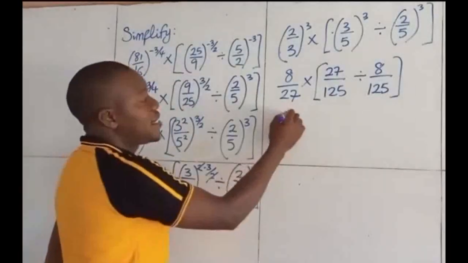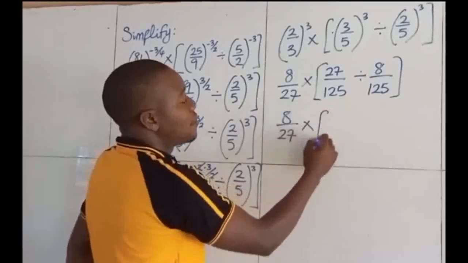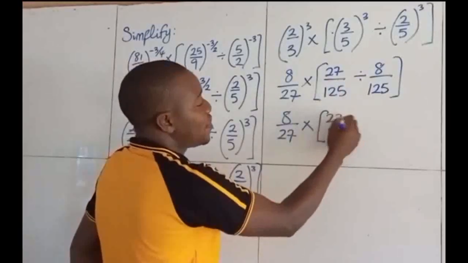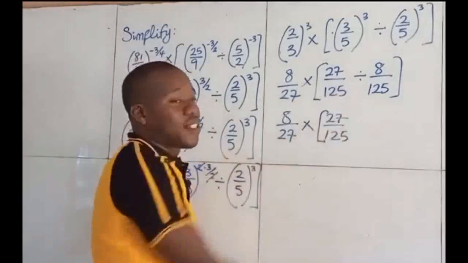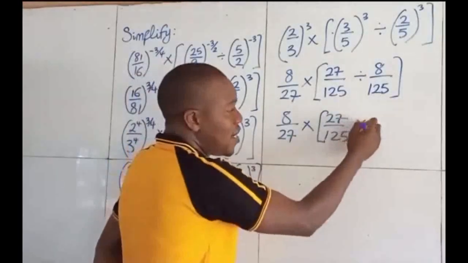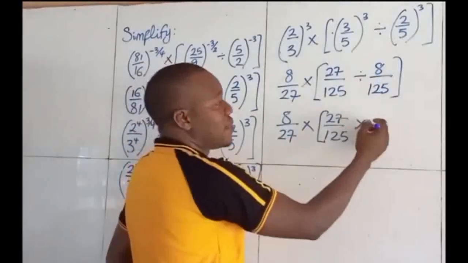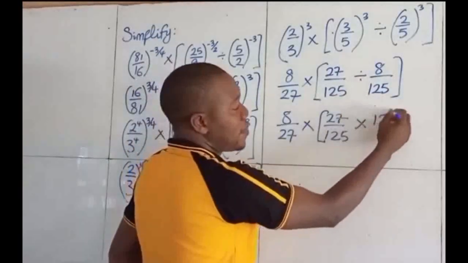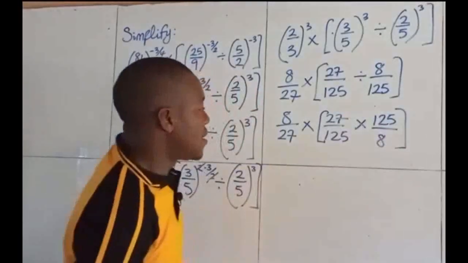So we have 8 over 27 times, open a bracket, 27 over 125. In fractions, when we have division of fractions, we can change the division sign to multiplication, and then we reciprocate. We turn this upside down. So 125 comes up, and 8 comes down. So we have this. So what do we do next?